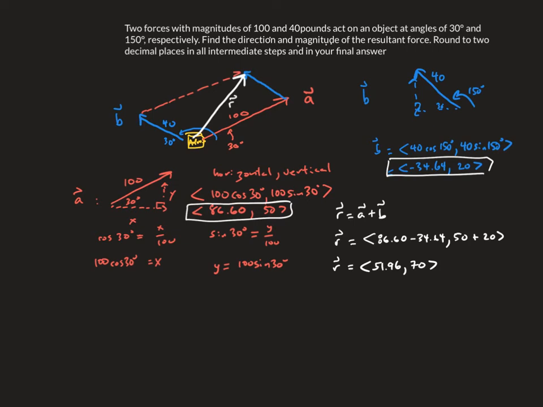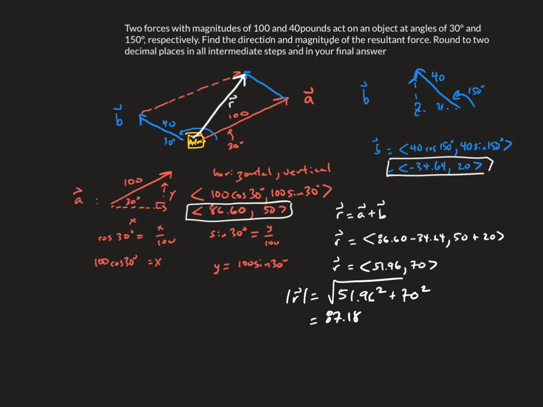To figure out the magnitude, it's just the Pythagorean theorem. The magnitude of vector R is equal to the square root of 51.96 squared plus 70 squared. Okay, so let's go ahead and calculate that. 51.96 squared plus 70 squared, and take the square root of that. So our magnitude would be 87.18.